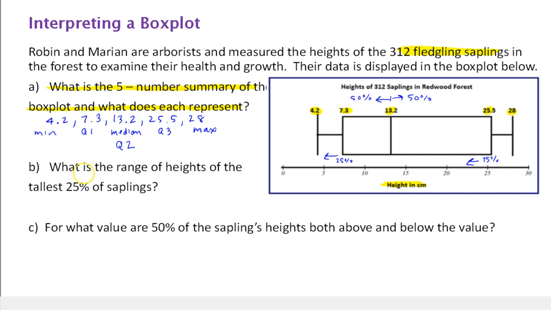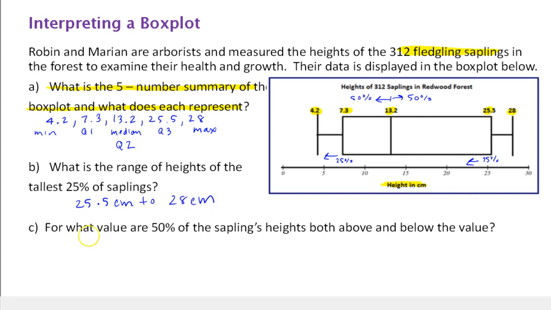Okay, let's go to the next question. What is the range of heights of the tallest 25% of saplings? So the tallest 25% would be the top 25%, which is up here. So this is the third quartile, which means 75% is to the left, and again, 25% is to the right. So the range is 25.5 centimeters to 28 centimeters.